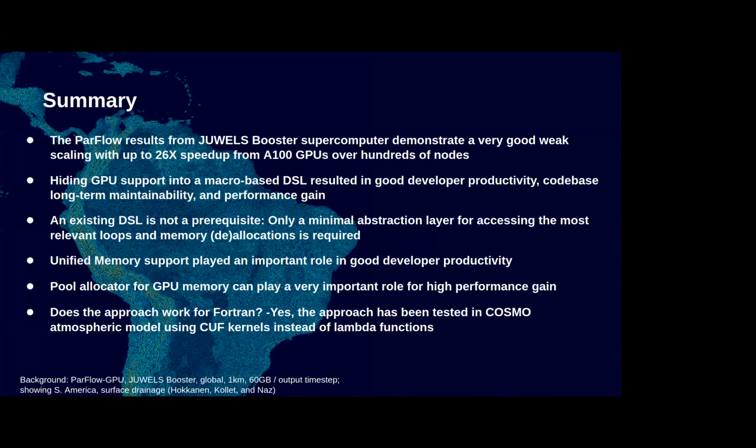All right, and to summarize, the ParFlow results from the JUWELS Booster supercomputer demonstrate very good weak scaling across hundreds of nodes with up to 26 times speed up from GPUs. And the GPU support is hidden into a macro-based embedded domain-specific language, which resulted in good developer productivity and code base long-term maintainability along with a good performance gain. An existing DSL is not required for benefiting from our approach, but only a minimal abstraction layer for accessing loops and memory operations is required.